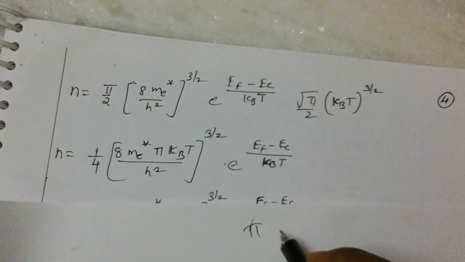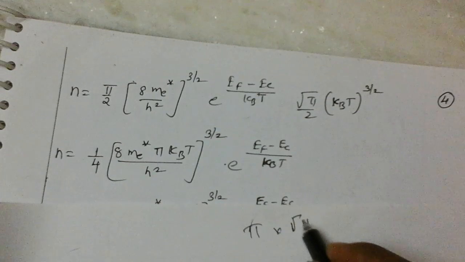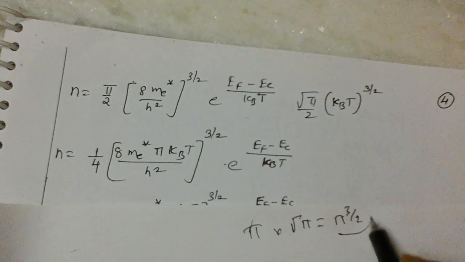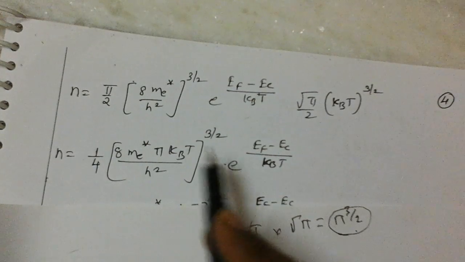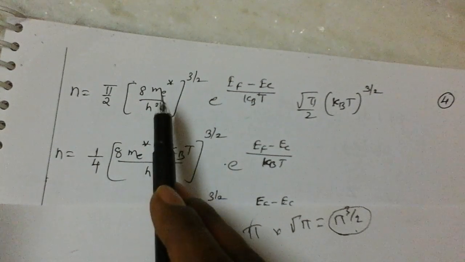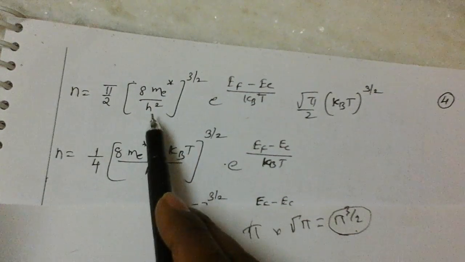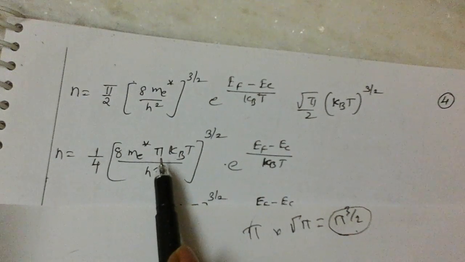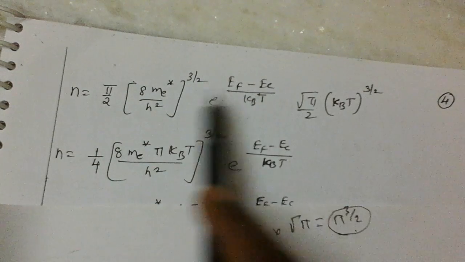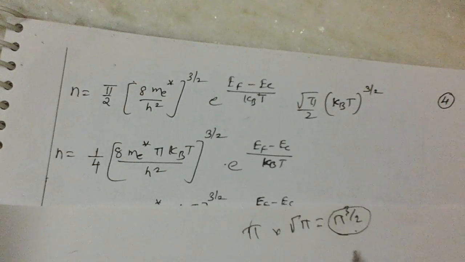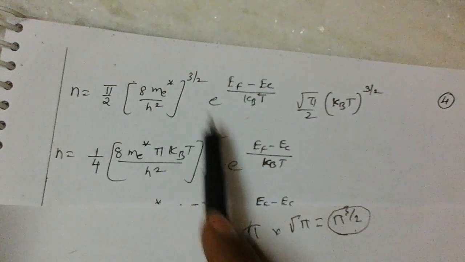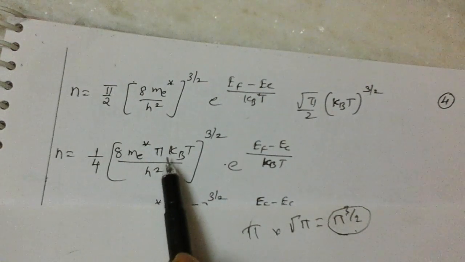Pi by 2 into root pi is equal to pi power 3 by 2. So this pi by 2 also you can write inside, that's why I am writing it here. Of this and this multiplying, the value is pi to the power 3 by 2. Already 3 by 2 is there, so I am writing it here.